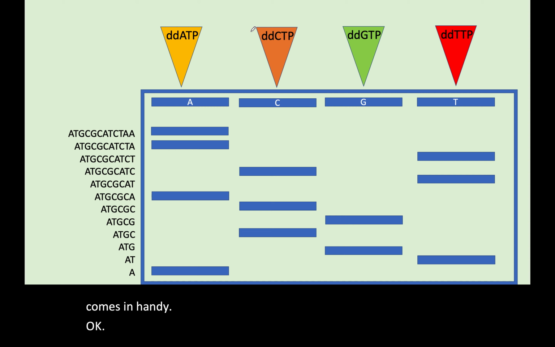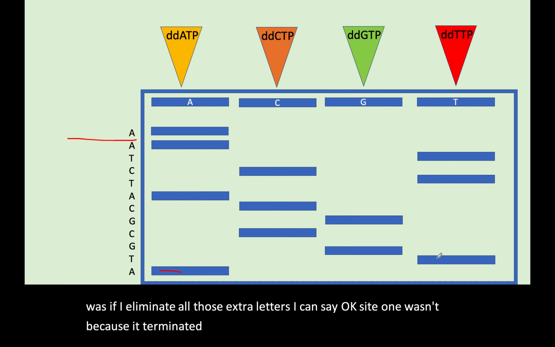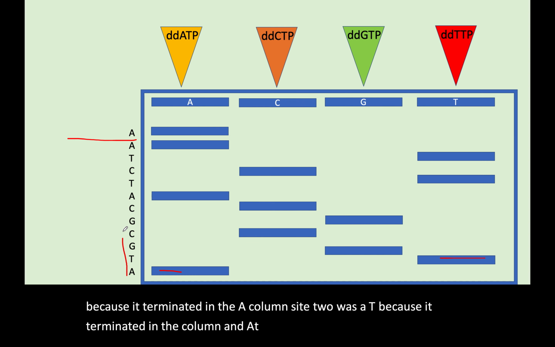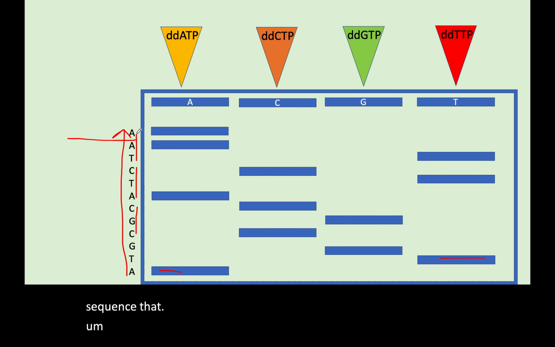So if I want to get the sequence, this is what the actual sequence was. If I eliminate all of those extra letters, I can say, okay, site 1 was an A because it terminated in the A column, site 2 was a T because it terminated in the T column, and this provides from the bottom up the identity of your sequence. So ATG, CGC, ATC, TAA is the same sequence that was provided in the previous slide.